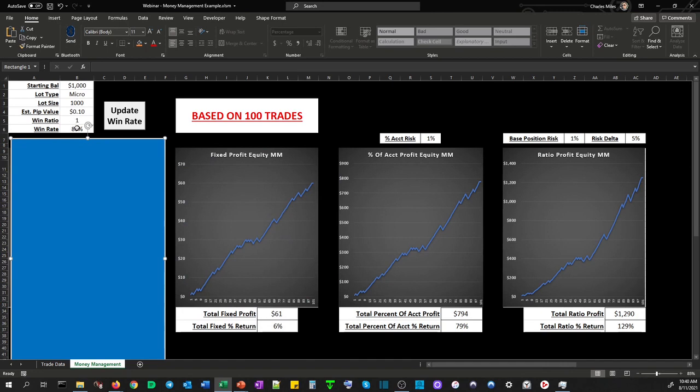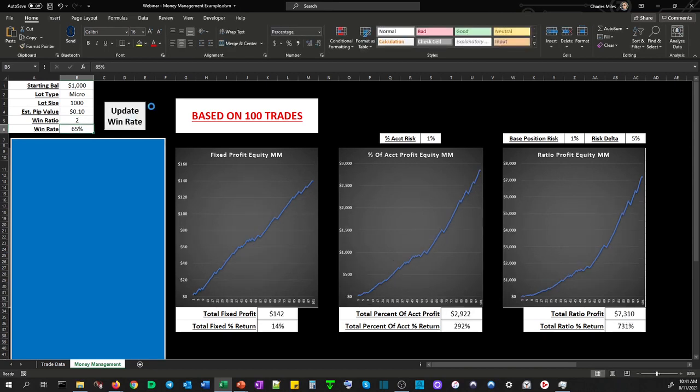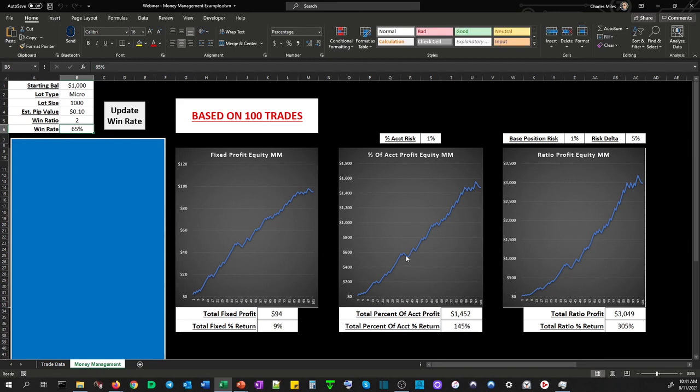We had a 65% and a 1 to 2. Update the win rate. Hang on a minute. Now, what do we notice about this curve? We start to see more dips, don't we? Start to see more dips in the equity. It's still pretty left to right, which is what we want to see. But we want to see more dips in the equity.